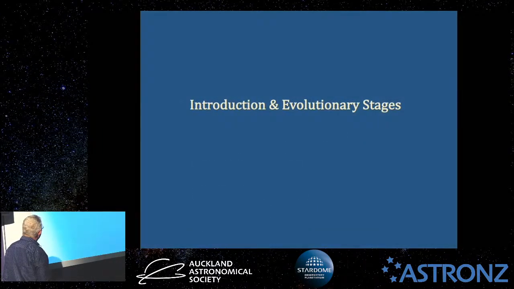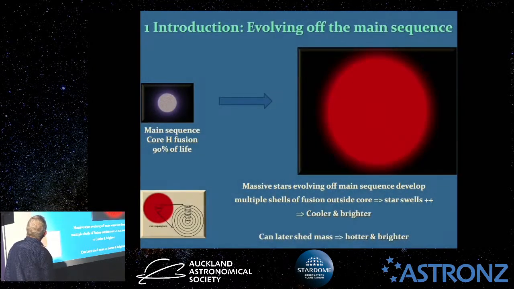So let's talk about the introduction and evolutionary stages of massive stars. In principle, we talked about how the main sequence works, and I might repeat myself, but I can't emphasize enough: stars spend 90% of their life in a stable state fusing hydrogen. They then run out of hydrogen in their core, and shells around the core start burning. For the lower to intermediate mass stars, they start burning some hydrogen and then some helium, which causes them to puff out and become big red giants.